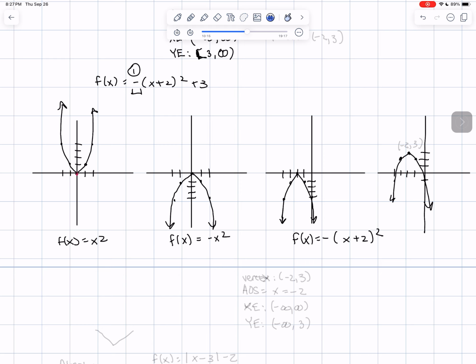And then you notice our axis of symmetry will be the same thing, but our domain and range will be different. So my axis of symmetry is still going to be -2. My domain will still be negative infinity to positive infinity, but the range will be different. So range will be negative infinity to 3, because with a pointer, we're going from further down here up to this point.